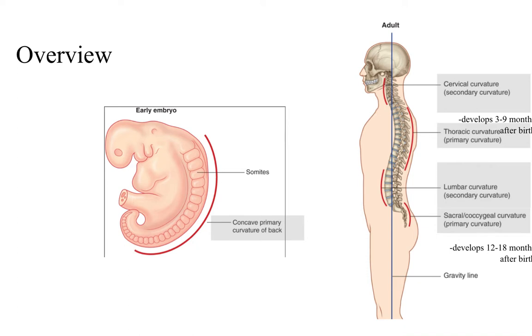So on our trip through the body, we have made our way to the back. So we're going to begin the back, starting with talking about the vertebral column. And to start that off, we have to go back to the early embryo.